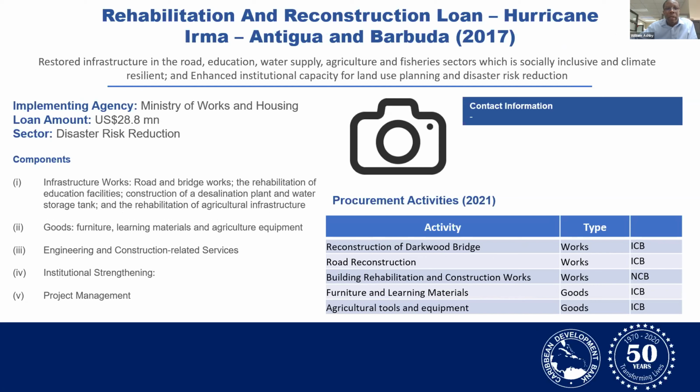Also on Antigua and Barbuda, we talked about these projects coming out of the 2017 hurricane season. So this was a rehabilitation and reconstruction loan, and there are some international competitive bidding opportunities here as well in roads and bridge works. The total funding for that project from CDB was a loan of about $28.8 million US, and we will share the presentation so you'll see the details of these opportunities when you get that again.